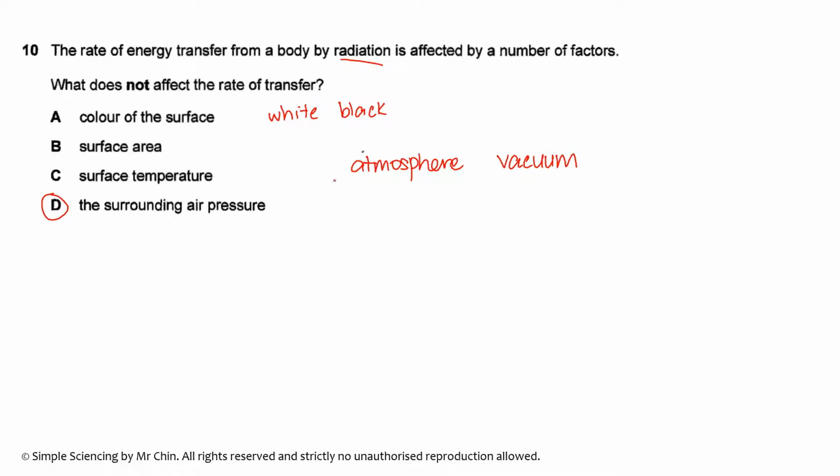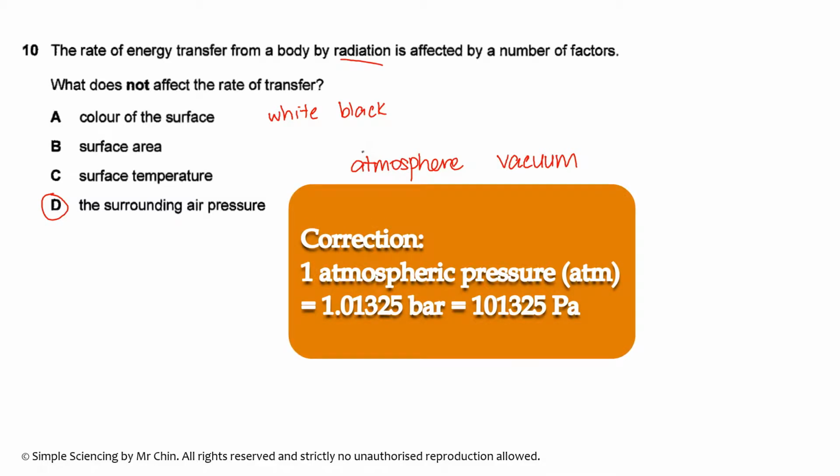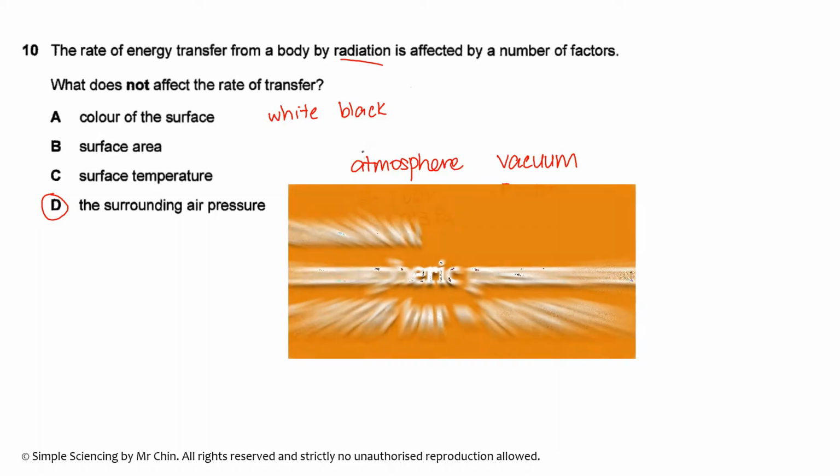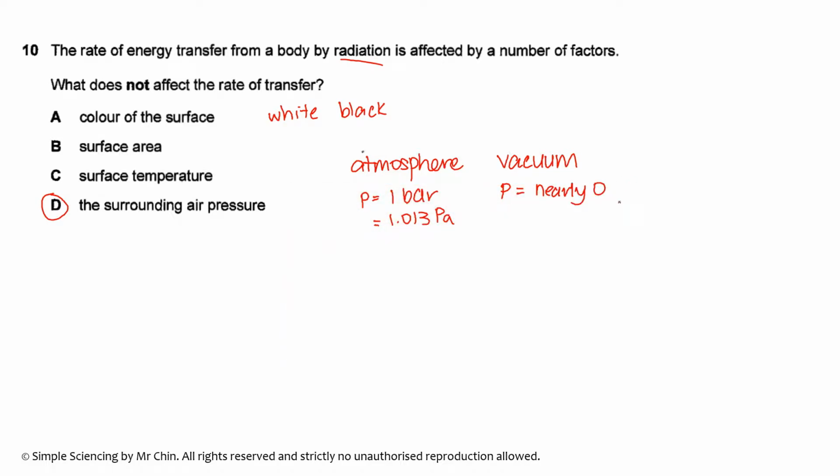In the atmosphere where you and me are standing right now, there's an air pressure of about 1 bar. One atmospheric pressure is 1 bar, and 1 bar is given to be 1.013 × 10^5 pascals. However, the pressure in vacuum is roughly or nearly 0, because there is nothing in vacuum. The definition of a vacuum means that there is nothing, not even air, in the medium. So obviously, atmosphere has a higher pressure than vacuum.